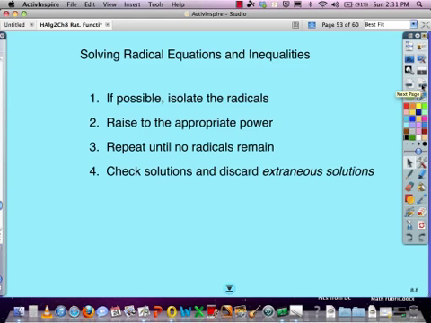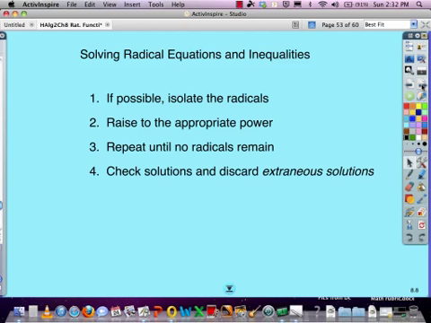Now, we had some earlier on where we couldn't, and it was easier to do a substitution. I think we're going to see some of that again today, but we're going to start with somewhere you definitely can isolate the radicals, do your algebra steps, and solve your equations. You always want to then raise to the appropriate power if it's third, fourth, fifth, whatever it is, since we have different roots that we'll be dealing with. Repeat until you have no radicals remaining.